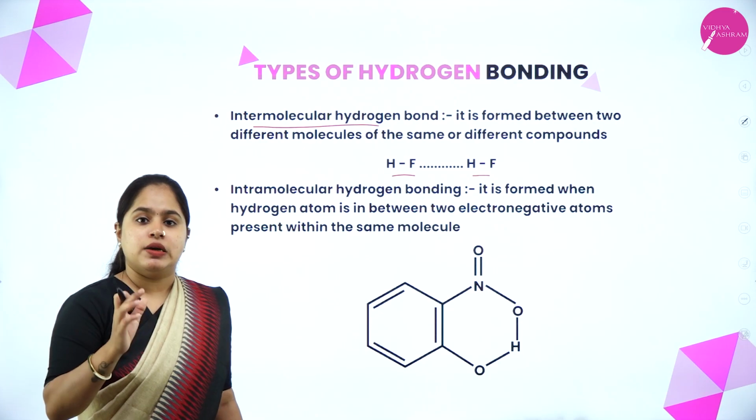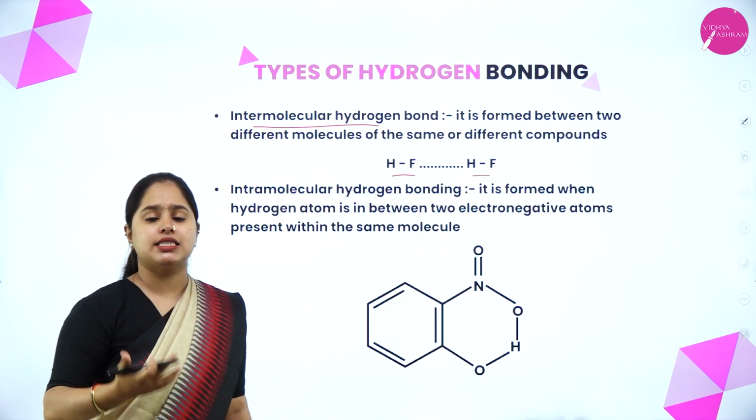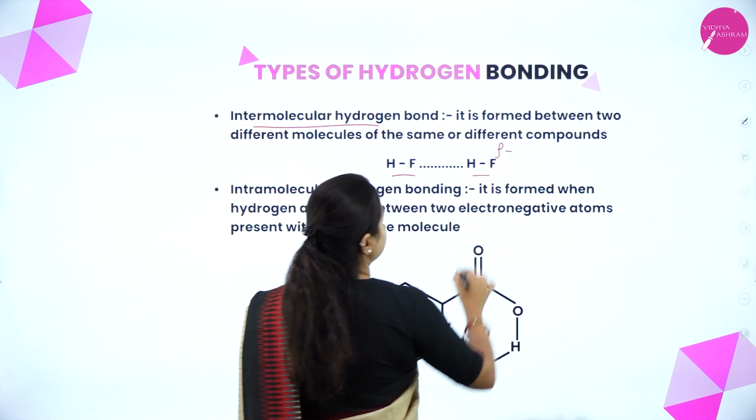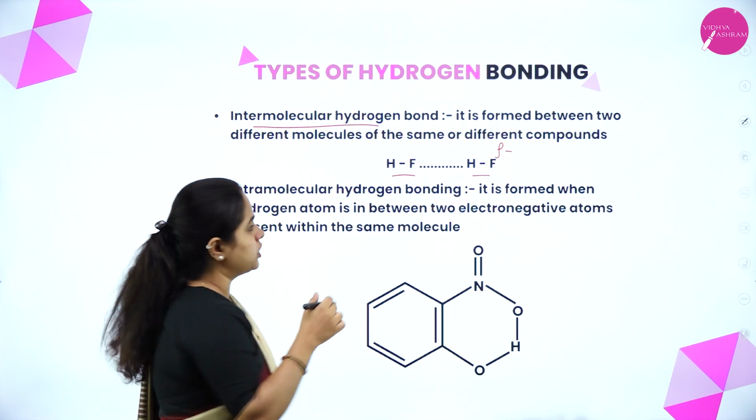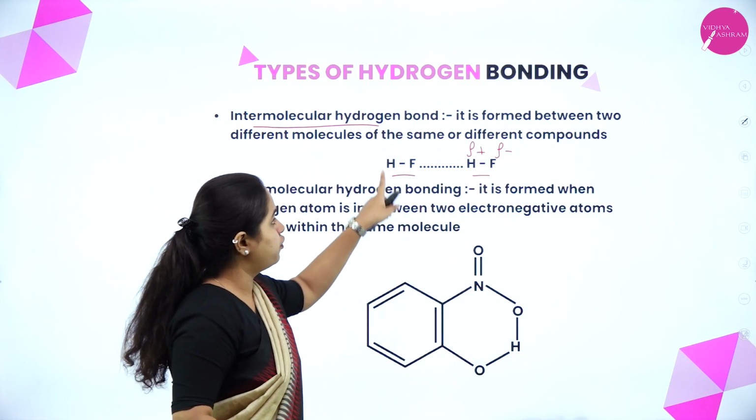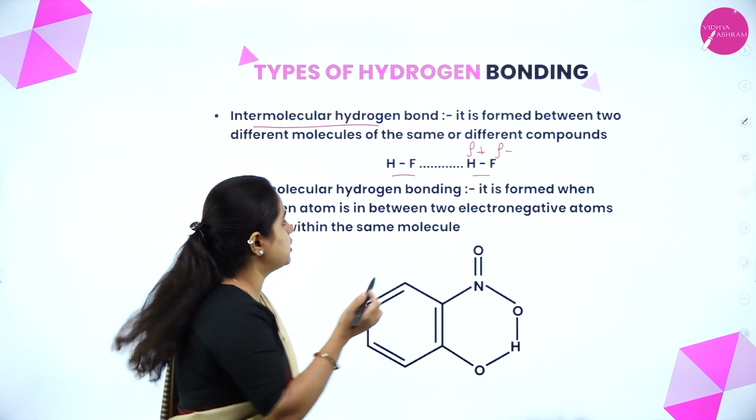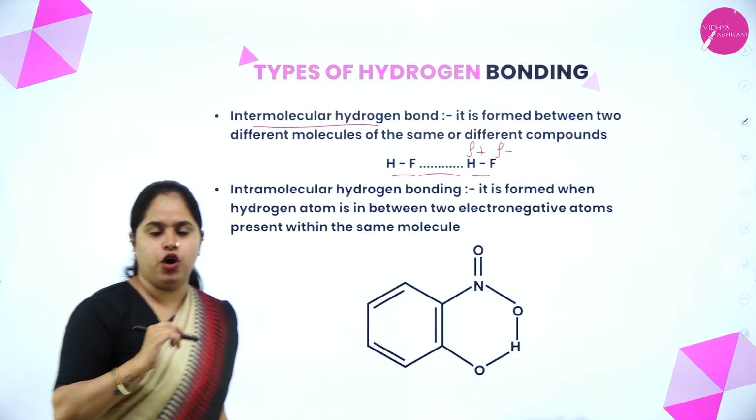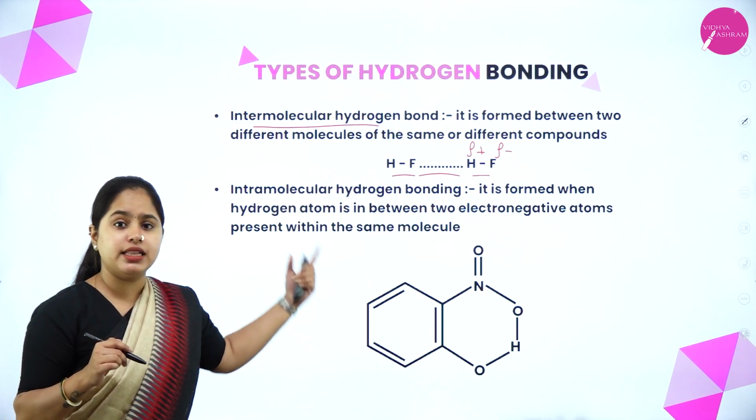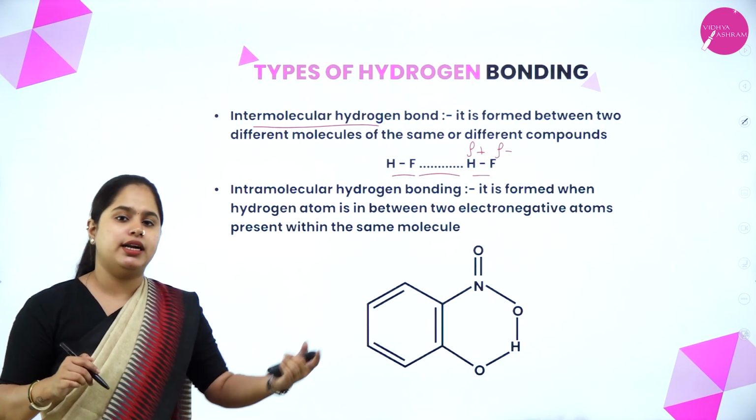Right? So what happens? The fluorine atom, as it is more electronegative, attains a partial negative charge and the hydrogen has a partial positive charge, right? So this hydrogen and the fluorine of another molecule have a hydrogen bond between them, which is represented by this dotted line. This hydrogen bond, formed between hydrogen and the electronegative atom of another molecule, is called intermolecular hydrogen bonding.